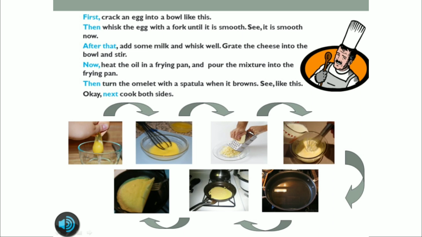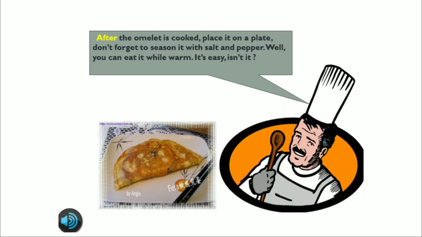First, crack an egg into a bowl like this. Then whisk the egg with a fork until it's smooth. After that, add some milk and whisk well. Grate the cheese into the bowl and stir. Next, heat the oil in a frying pan and pour the mixture into the frying pan. Then turn the omelet with a spatula when it's brown. See, like this. Okay, now cook both sides. After the omelet is done, place it on a plate. Don't forget to season it with salt and pepper, and you can eat it while warm.